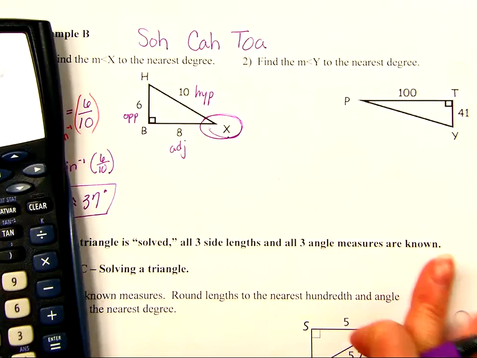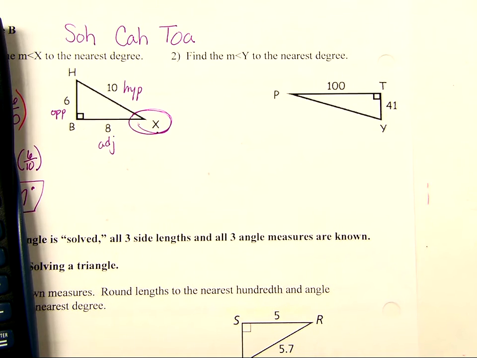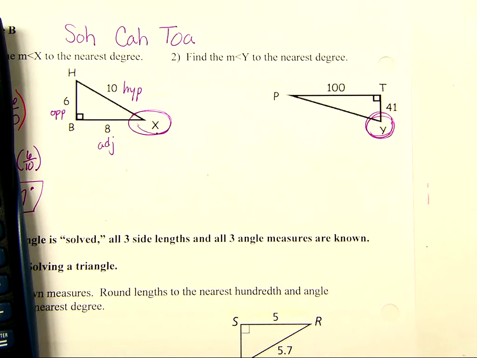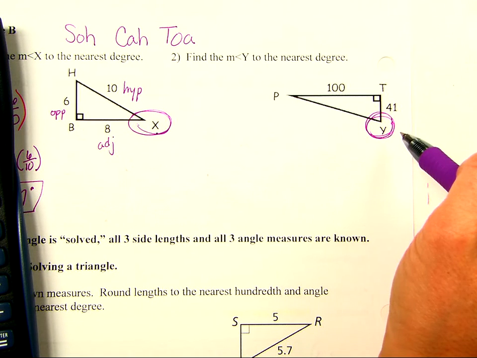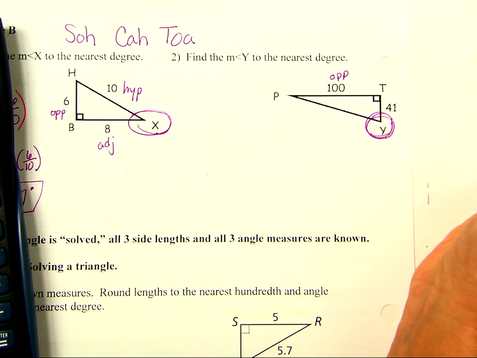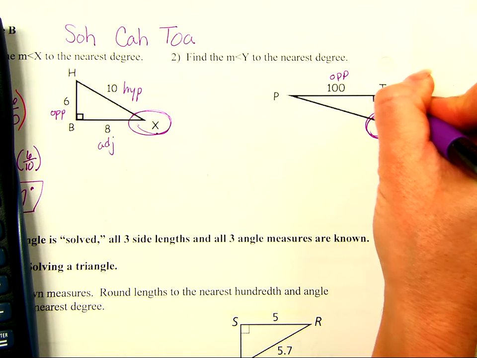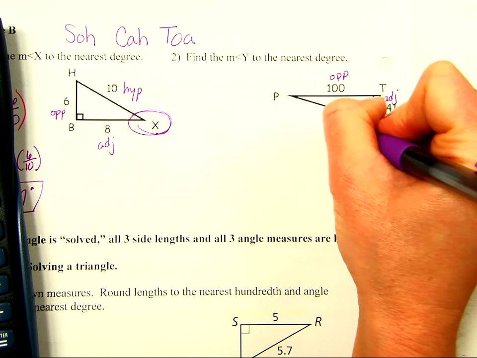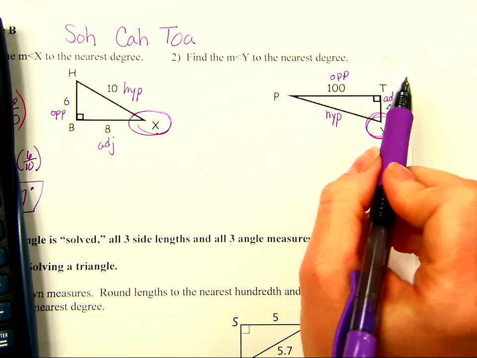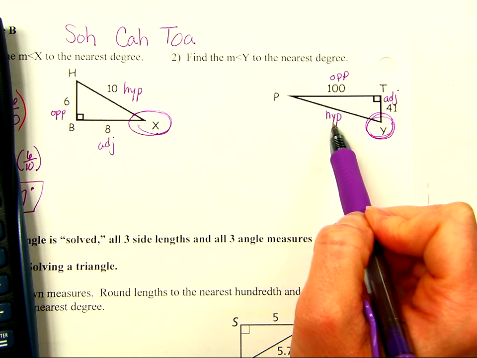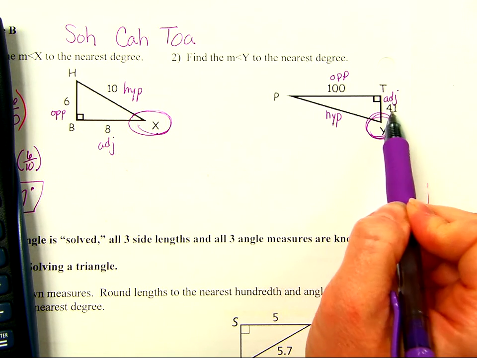Okay, let's look at number 2. Number 2, they're asking us to find the measure of angle y. I like to circle them just to give me my visual. Here, I don't have all 3 sides of my triangle. From angle y, I know 100 is going to be the opposite side, and 41 is going to be the adjacent side. I don't know my hypotenuse. So I could calculate my hypotenuse, but that would just be some extra work. Let's go ahead and think opposite and adjacent.